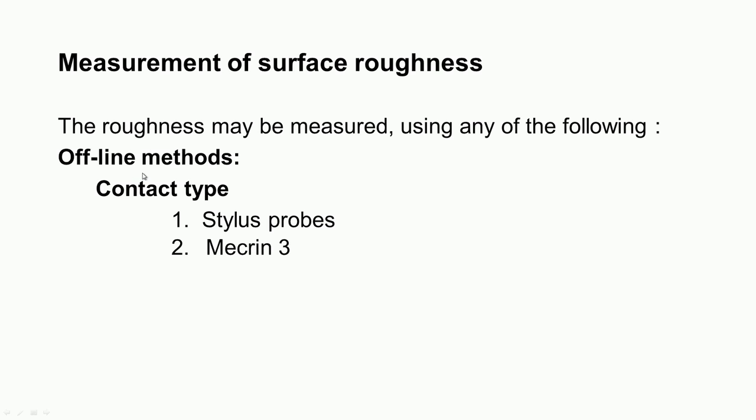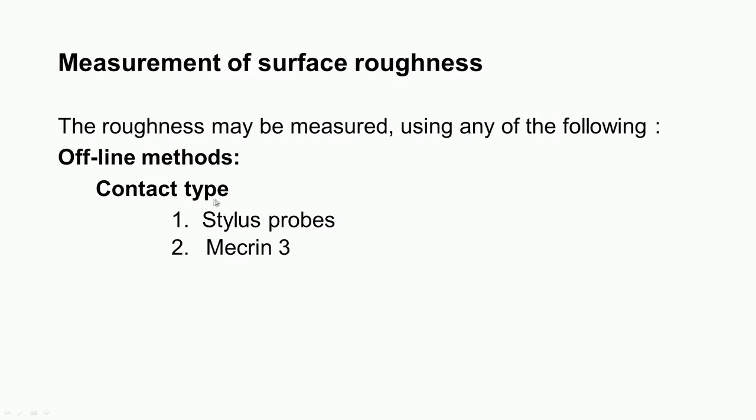We can measure the surface roughness of the component by the offline method, that is, after the production is over, the part is taken out of the machine tool, de-oiled and deburred, and then kept in the proper atmospheric temperature condition. Then the appropriate instrument is selected, and the surface is measured to get the various parameters. In the offline methods, we have contact type and non-contact type measurement methods.